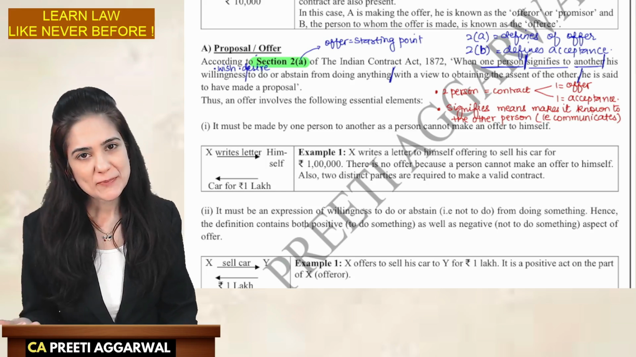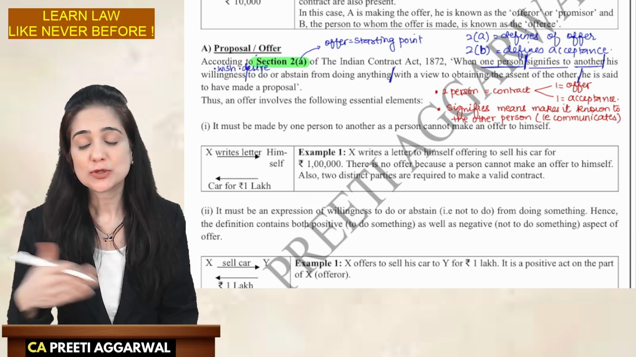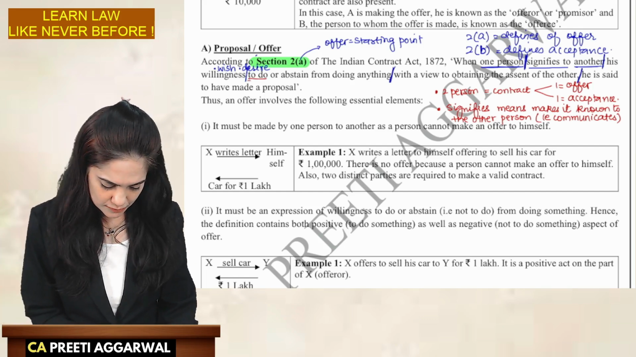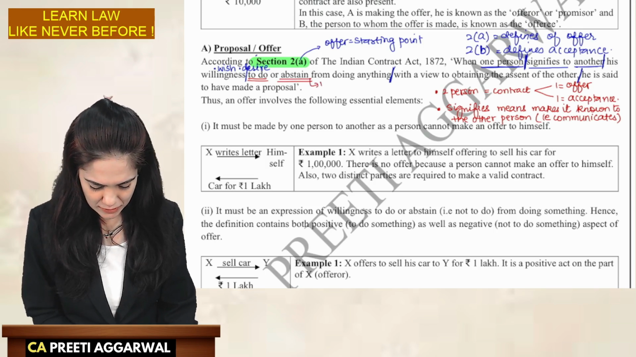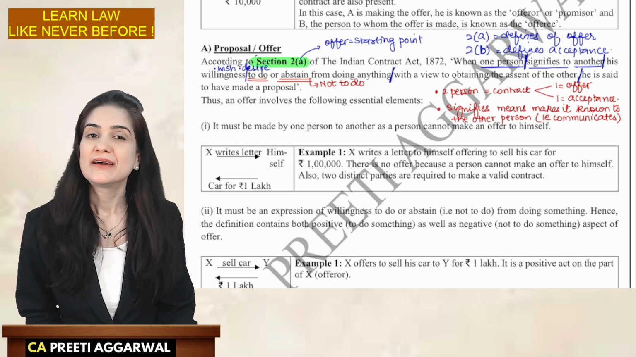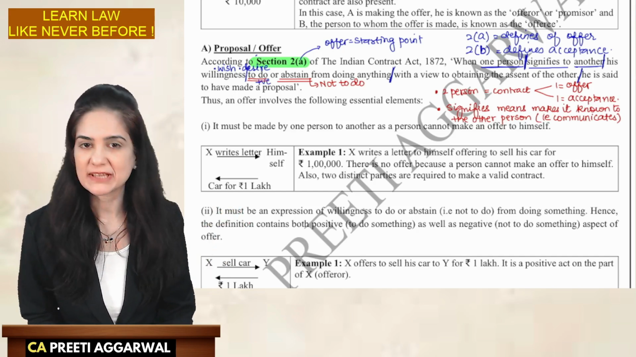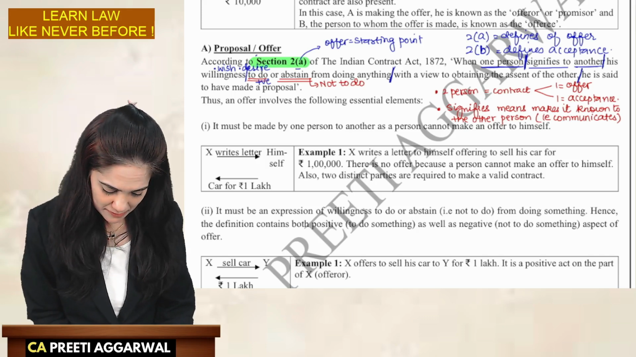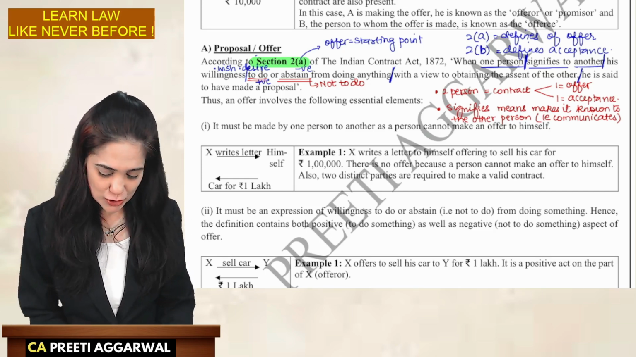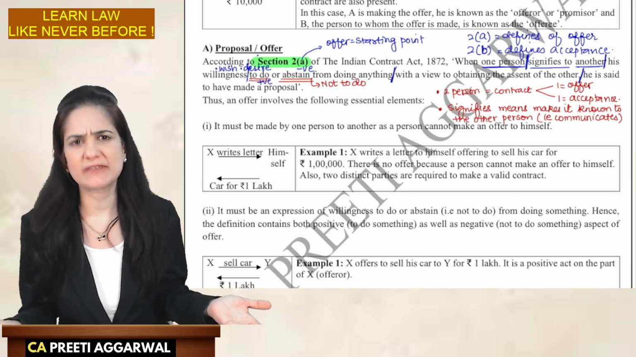According to section 2A, when one person signifies, means communicates, to the other person, what is he communicating? His final willingness to do or abstain. Abstain means not to do something. Can I say I am expressing my final wish to do something? This is the positive aspect of offer. Not to do something, abstain, is the negative aspect of offer. So to do something is the positive aspect of offer. Not to do something is the negative aspect of offer.